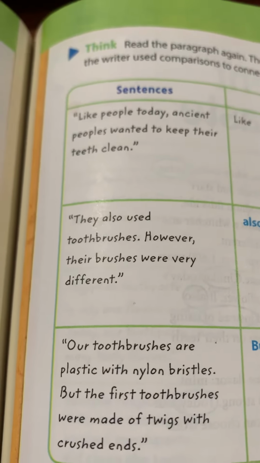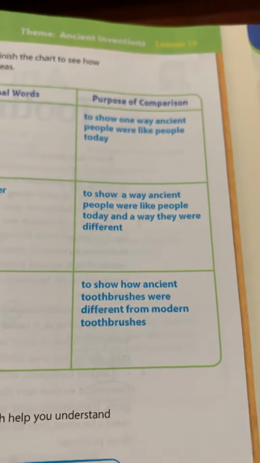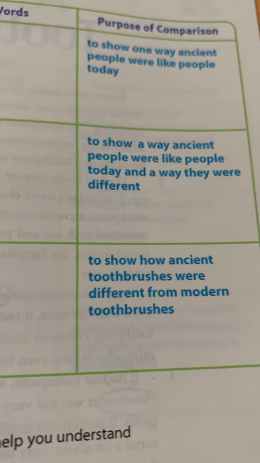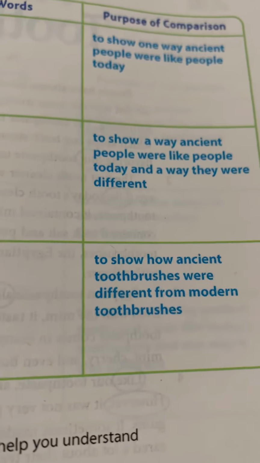And the last example we're going to look at is our toothbrushes are plastic with nylon bristles, but the first toothbrushes were made of twigs with crushed ends. Key signal word, but. Purpose, to show how ancient toothbrushes were different from modern toothbrushes, or the toothbrushes we use today. Okay, to show the difference. So boys and girls, we can see these are just a few of the signal words that they showed us over here on our first page in the italic writing up here.